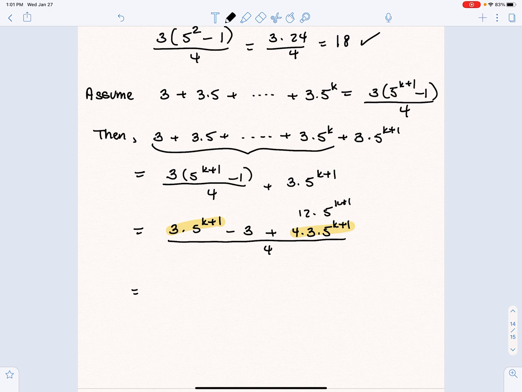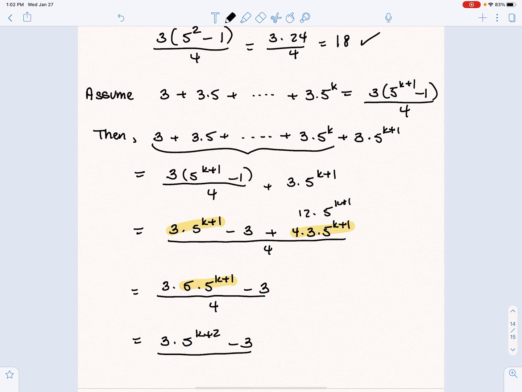So that means this is, well, we could say 15 times 5 to the k plus 1, but I'm going to write this as 3 times 5 times 5 to the k plus 1 minus 3 all over 4. And would you look at that? 5 times 5 to the k plus 1 is 5 to the k plus 2. So there it is. And just to make it look exactly the way we want it, I'm going to factor out the 3 from the numerator.